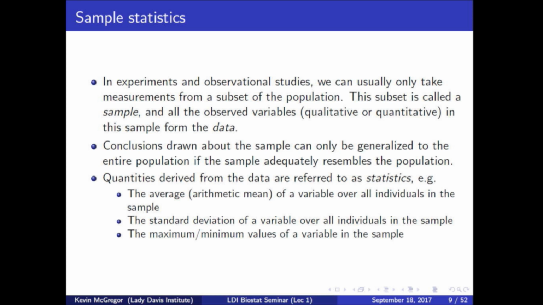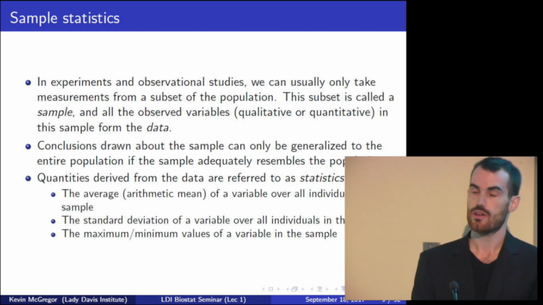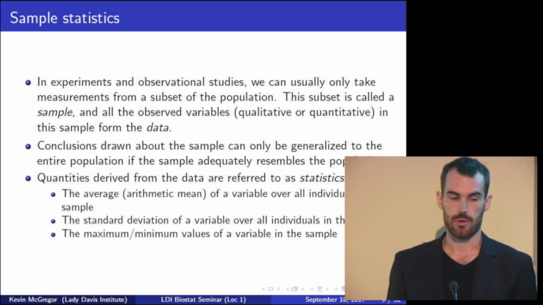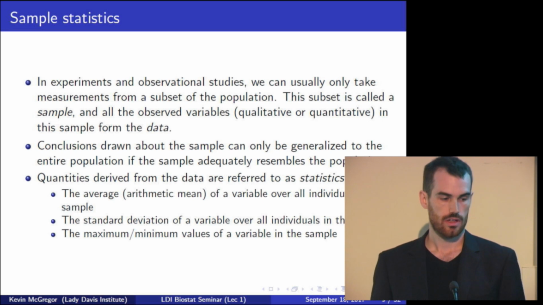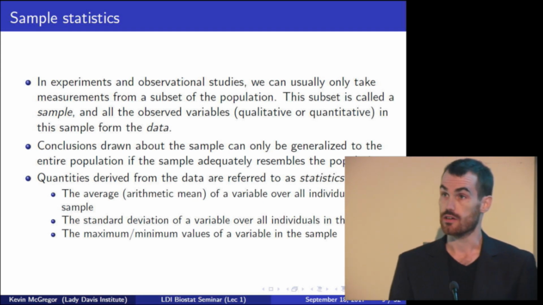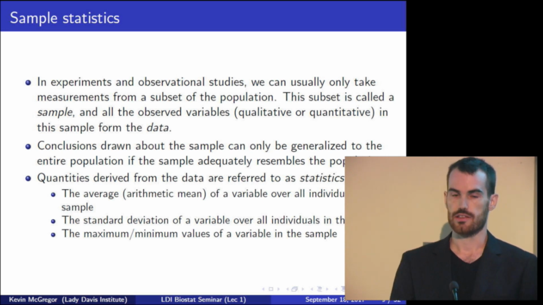The point is that, as I said, collecting data from the entire population is infeasible or impossible, and so when we do experiments and observational studies, we often can only take measurements from a subset of our population. We call this subset a sample. And all the observed variables that we take from this sample, whether they be qualitative or quantitative, form what we call the data. So the data is just everything that we observe over all of our samples.